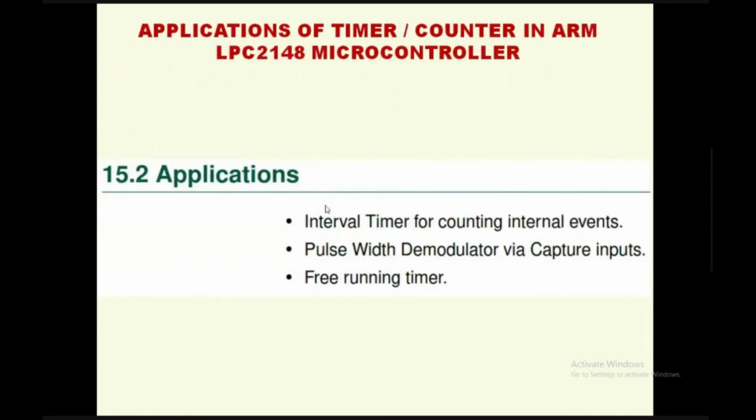With respect to LPC2148 microcontroller, application: a series interval timer for counting the interval events. Counting the interval means what? Time interval between the pulses can be measured by using capture register, and pulse width demodulator via capture inputs. So we can demodulate the pulse. Demodulate means we can measure the on time of the pulse with the help of capture registers and free running timers, something like this.